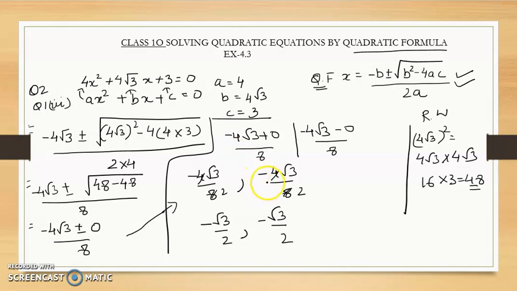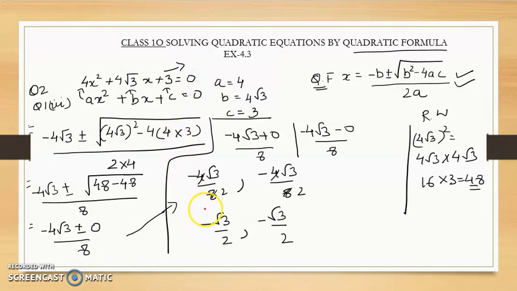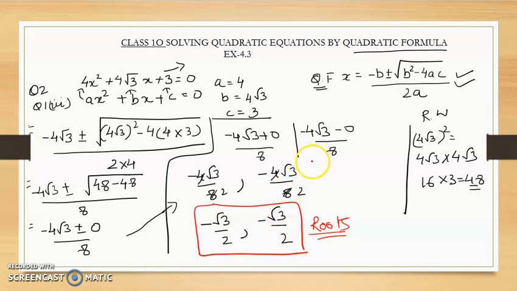So what are the roots of this quadratic equation? By the quadratic formula, the roots are these. This is your answer. Let me highlight it. Are you following, students? In this way you will solve the questions. So minus root 3 by 2 are the roots. In this way you can complete the other questions on how to solve by the quadratic formula.